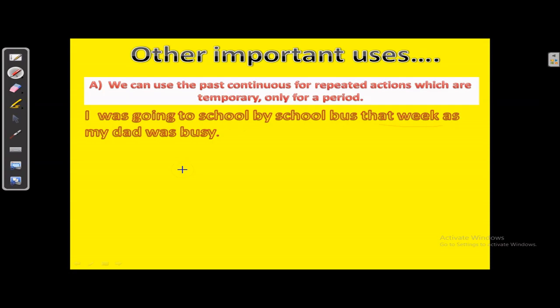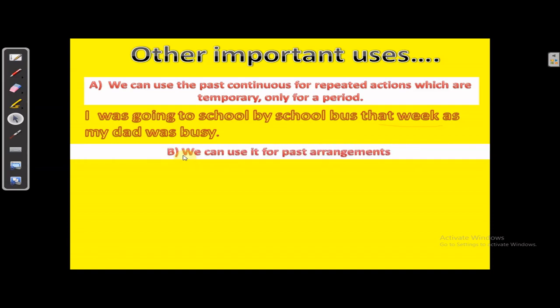Somebody was asking him about a particular week, and he answered that he was going to school by school bus that particular week. Okay, then moving further, you're going to see the second, or the B usage.